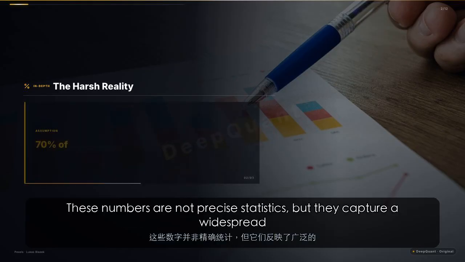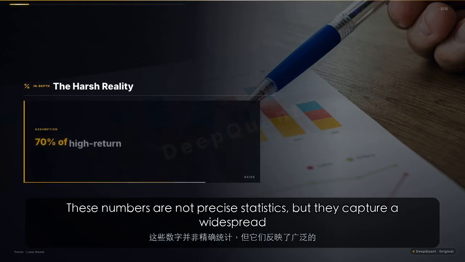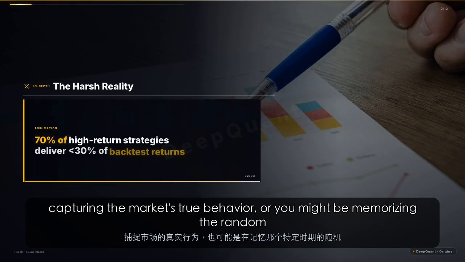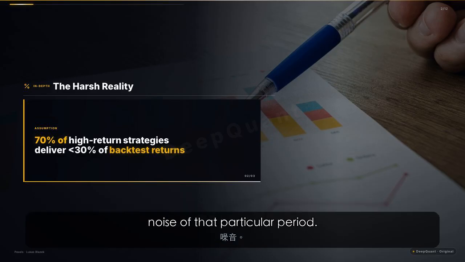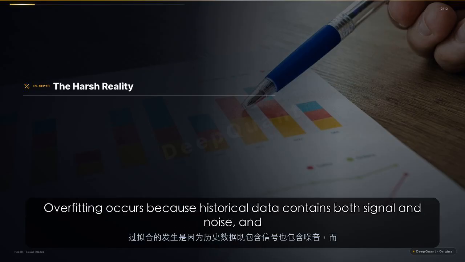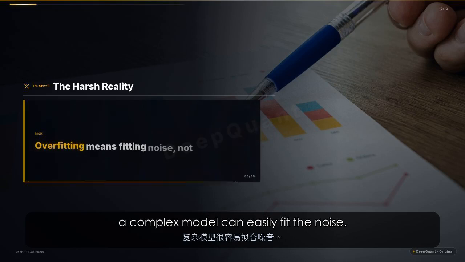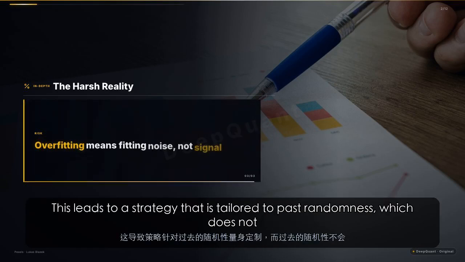These numbers are not precise statistics, but they capture a widespread experience. The mechanism is simple: when you fit a model to historical data, you might be capturing the market's true behavior, or you might be memorizing the random noise of that particular period. The latter is overfitting. Overfitting occurs because historical data contains both signal and noise, and a complex model can easily fit the noise. This leads to a strategy that is tailored to past randomness, which does not repeat.